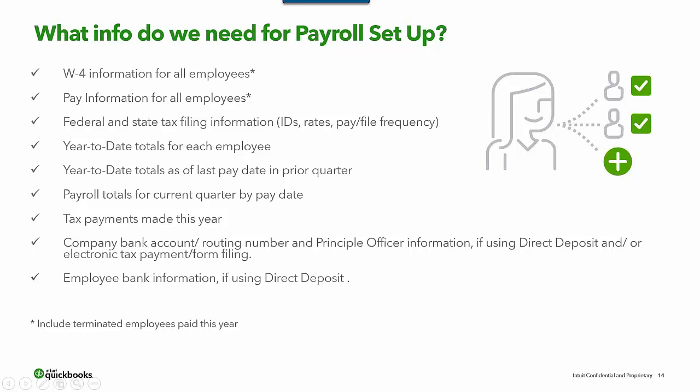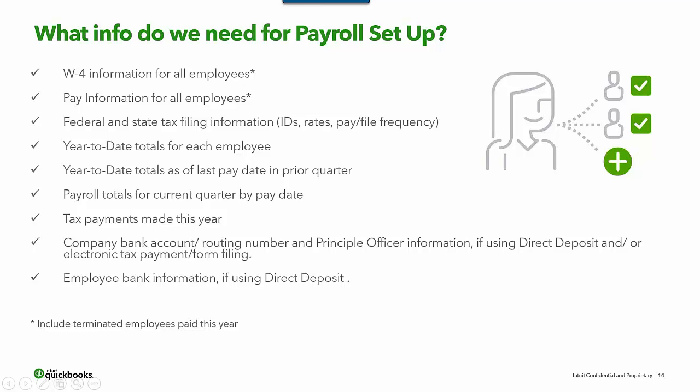So it's end of July, the last payroll quarter ended June 30th, so we would ask you to put in all the year-to-date info for anybody that was paid January to the end of June, and then we'll ask for the payroll totals for the current quarter by pay date. So we'd say, okay, if you did payroll every other week, we'd ask you as of this pay date, what were the totals. So depending on the time of year, you may have more or less information to worry about, but we try and do as much as we can to just let you summarize. You'll need to know if you've made any tax payments this year so you can get those properly recorded.